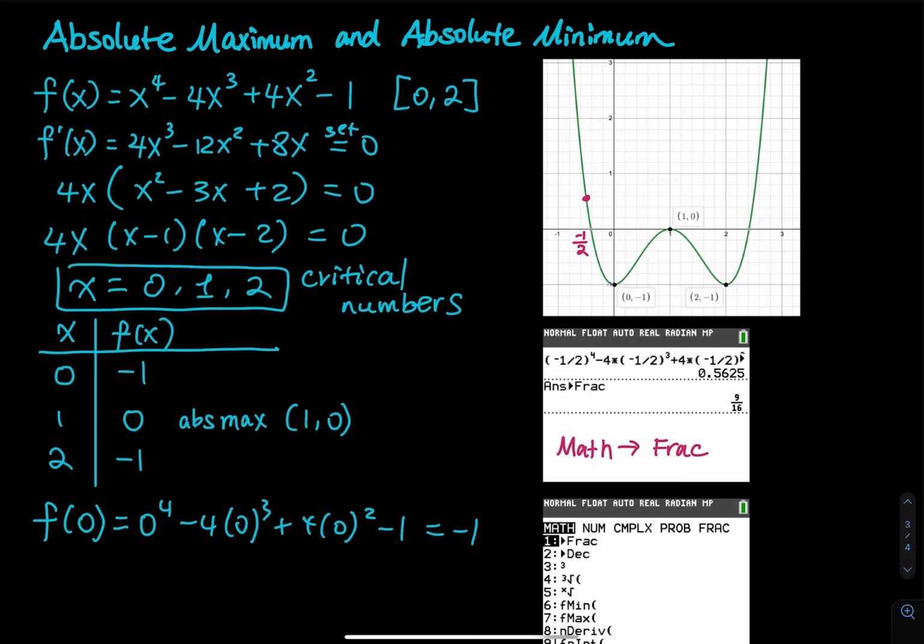And for the smallest y, it will be negative 1. So there are two absolute minimums. One right here, an absolute minimum at 0, negative 1, and an absolute minimum at 2, negative 1. So let's use the picture to verify our answer.